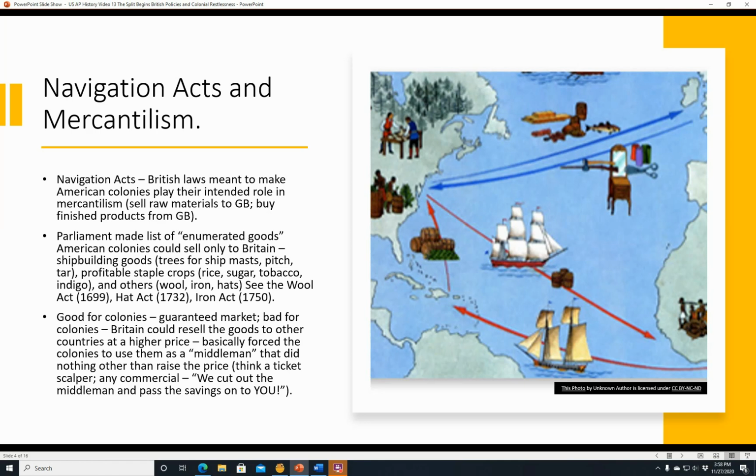So you can see why the colonies would be kind of resentful when they're saying, well, we could sell these raw materials to other countries for more money, but we have to sell it to you, and then you turn around and sell it to the same countries for more money. What's going on with that, Britain?